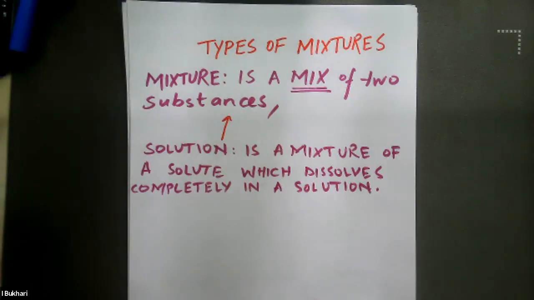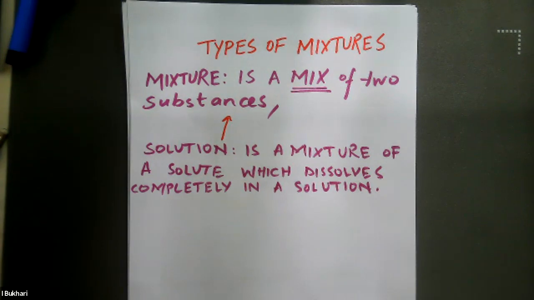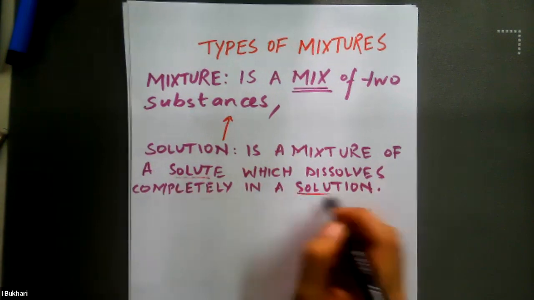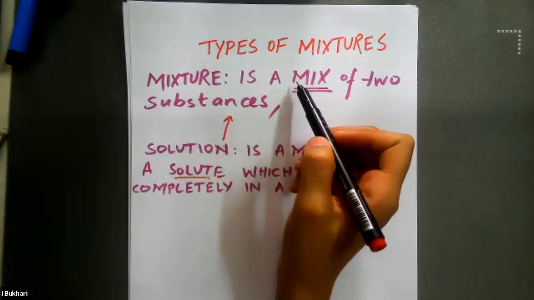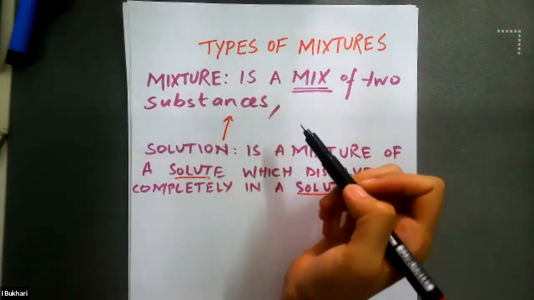So a mixture is a mix of any two substances, and a solution is a mixture of a solute which dissolves completely in a solvent. I'll elaborate on these terms later on. But a solution is a mixture, but a mixture is not a solution.